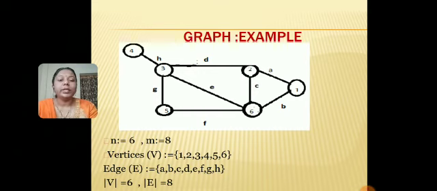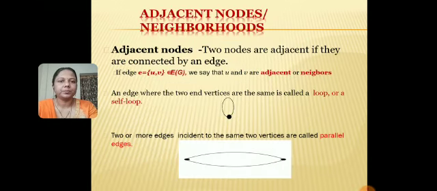So how to denote the vertex set? It is V equals curly bracket 1, 2, 3, 4, 5, 6. And how to denote the edge set? It is E equals curly bracket A, B, C, D, E, F, G, H. And here the notation for the number of vertices, which is 6, and the notation for the number of edges, which is 8, is given.